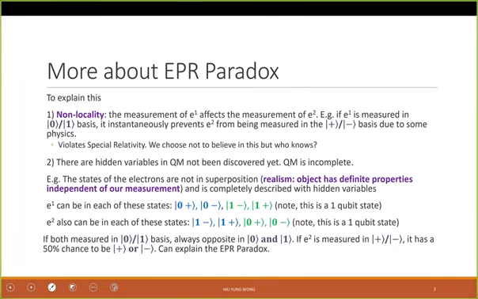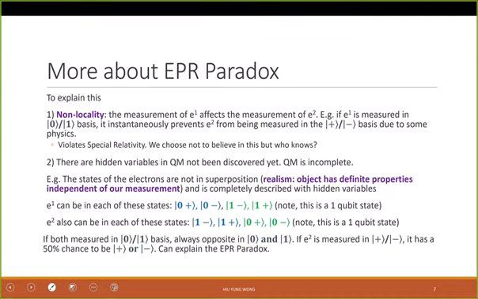I think you can construct this even with more electrons. I'm not going into this, but I think you can still use this to keep proving that you can explain the EPR paradox with more and more hidden variables.